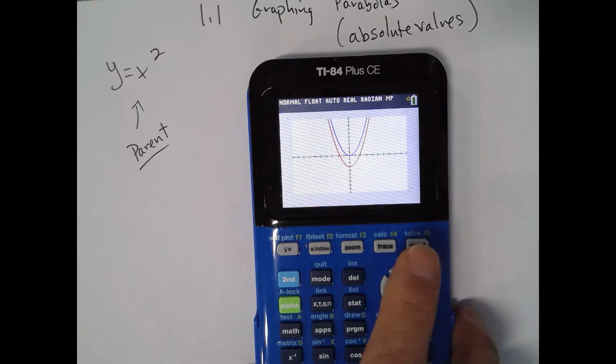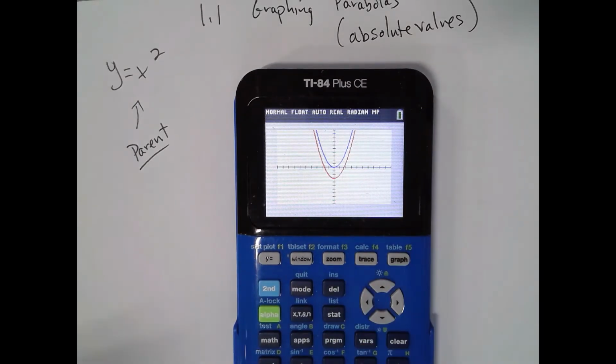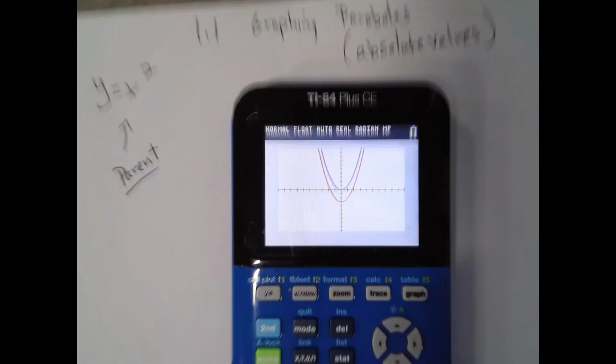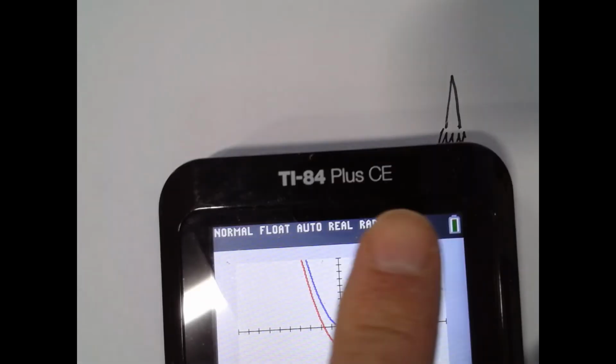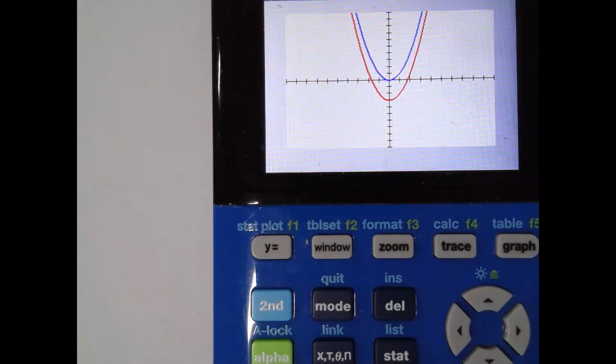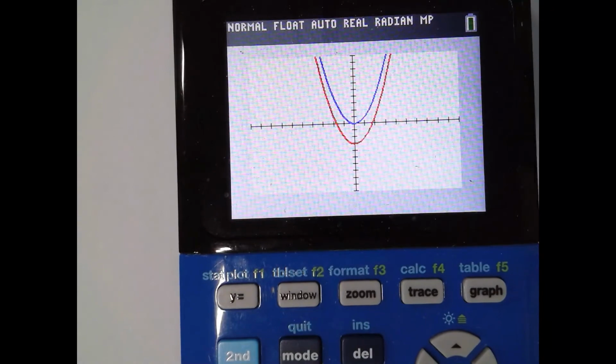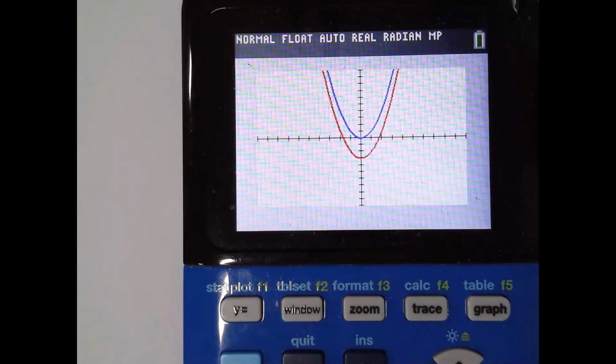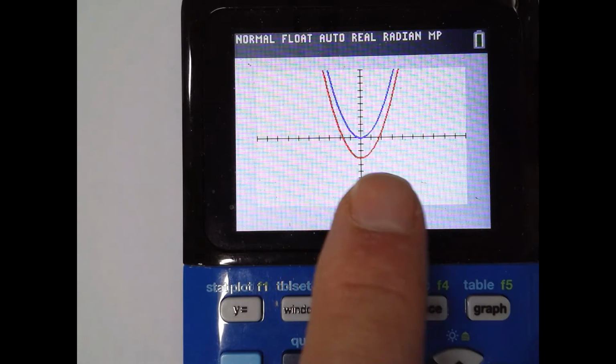So I hit the graph button in the upper right. My calculator, it's the CE, and that stands for color addition. So mine is nice enough to have multiple colors. So my original is in blue. The x squared minus 3, what did it do to it? Good. It went down 3. The x squared minus 3 moves it down 3.